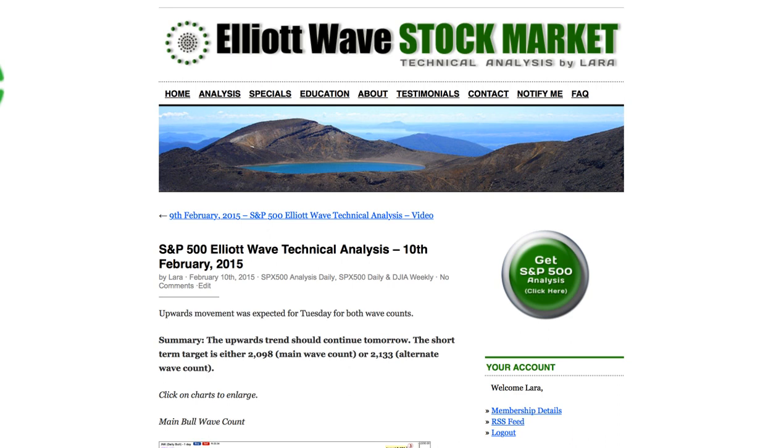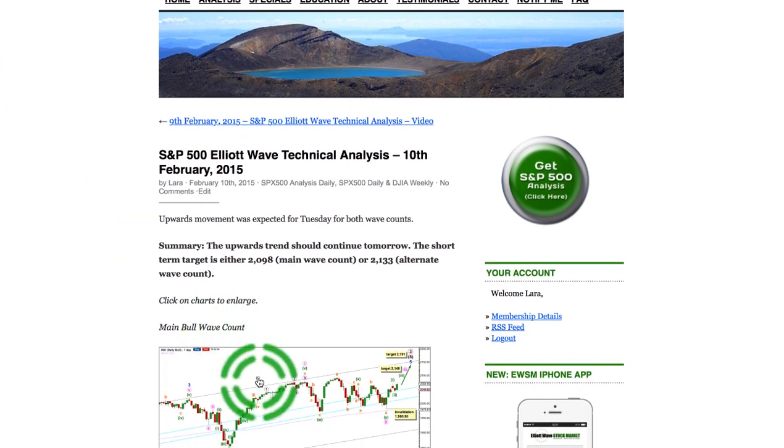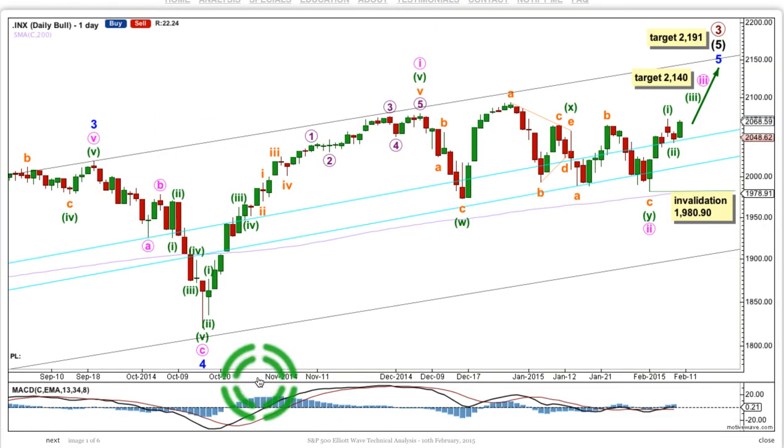I was expecting upwards movement. That's what we've got. It's more likely today that a little correction is over and we're seeing a breakout to the upside begin. The short-term target is the same, either 2098 for the main wave count or 2133 for the alternate. I'm expecting to see an increase in upward momentum for the main wave count, but the alternate doesn't necessarily have to see that. So momentum might be a good guide over the next few days as to which one's correct.